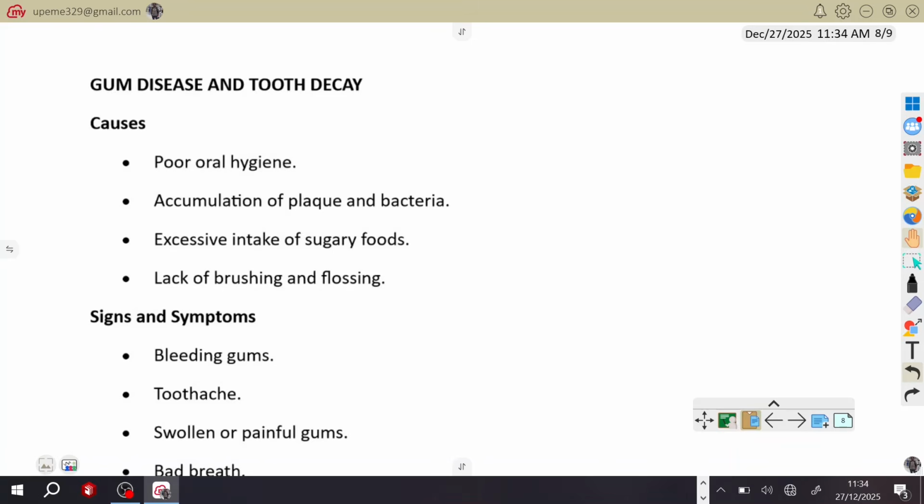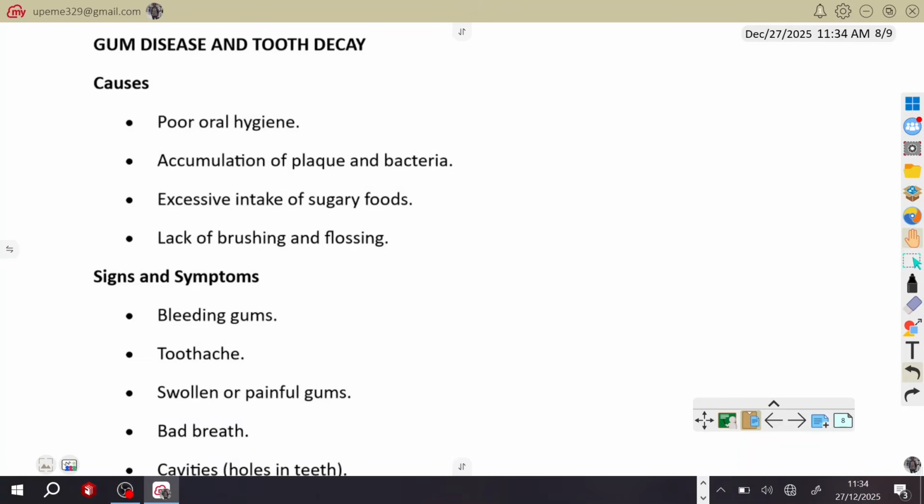Then another cause is excessive intake of sugary foods. So if most of the food that you eat has got a lot of sugars in it, then expect that that can also lead to tooth decay or gum disease. Then lack of brushing and flossing. So if you are not brushing the teeth and rinsing with enough water, then you may expect tooth decay or gum disease to occur in you.